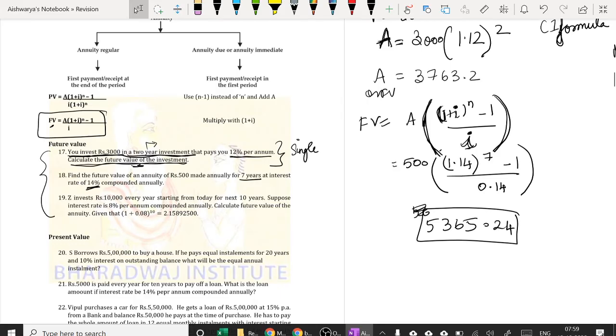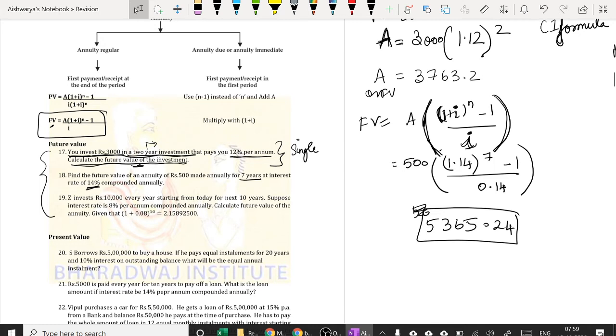Okay, so what you do in this case is 10,000 is the value. Again, same formula. Finally, we are going to multiply with 1 plus I. That is going to be the only change. Sorry, my pen is a little slow. I think it needs to be charged.